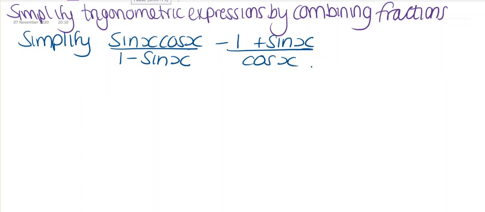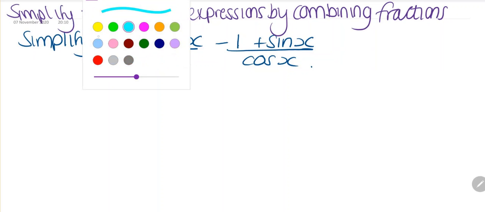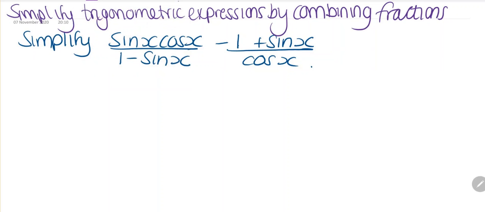So we're going to simplify trigonometric expressions by combining fractions. We're given the following fractions, and we need to think about what we need to do first. It says combining fractions, so that's our clue. So we're going to look at multiplying out these terms.